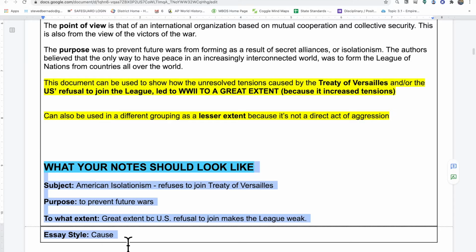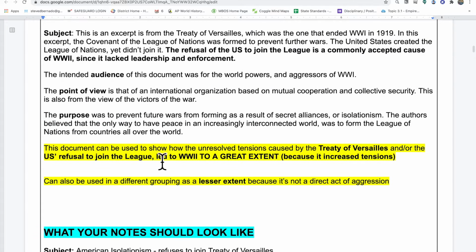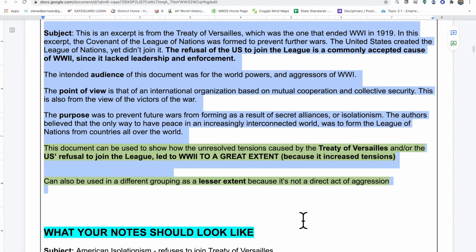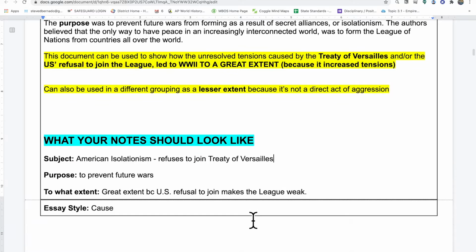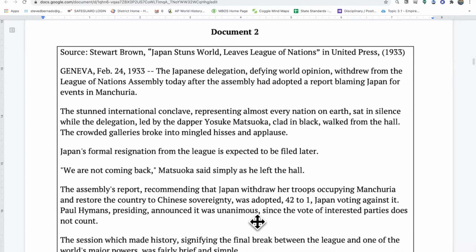This is what your notes should look like. I gave you the long, detailed explanation, and to cut all that to shorthand in 2 minutes, 120 seconds, you should be able to type that. That's what your notes should look like. Let's take a look at document 2.